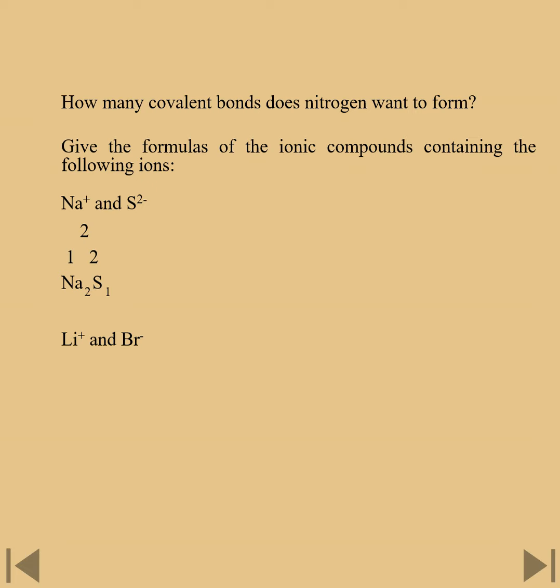For lithium and bromide, lithium has a +1 ion, so bonding number 1, bromide, -1 ion, bonding number 1 again. Least common multiple of 1 tells us +1, which takes 1 lithium. This is balanced by -1, which takes 1 bromide.